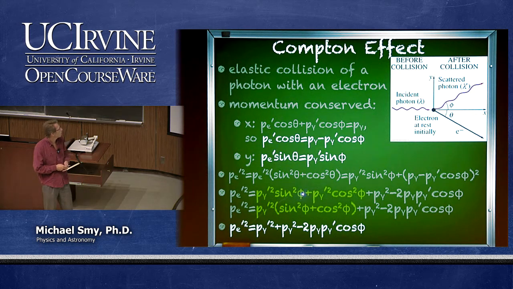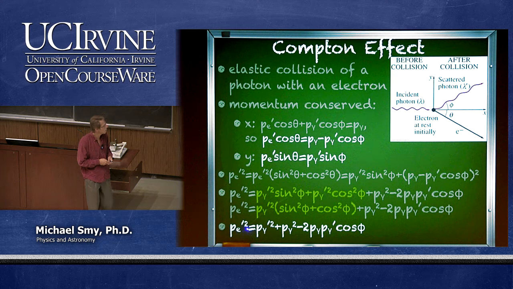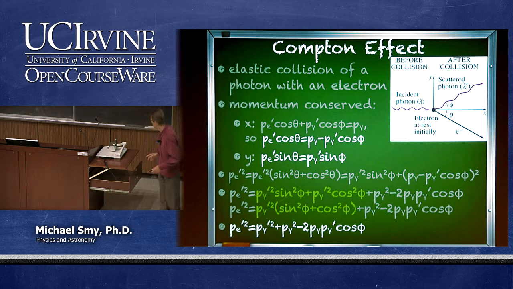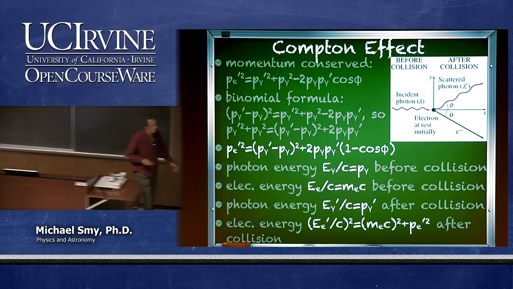And since we have from the other component already one with sine square phi, we collect those terms here and recognize that this is the momentum of the scattered photon square. So we get that the momentum square of the electron after the collision is the sum of the scattered photon momentum square plus the incident momentum of the photon square minus this mixed term. So we remember that result and we just copy it onto the next page.